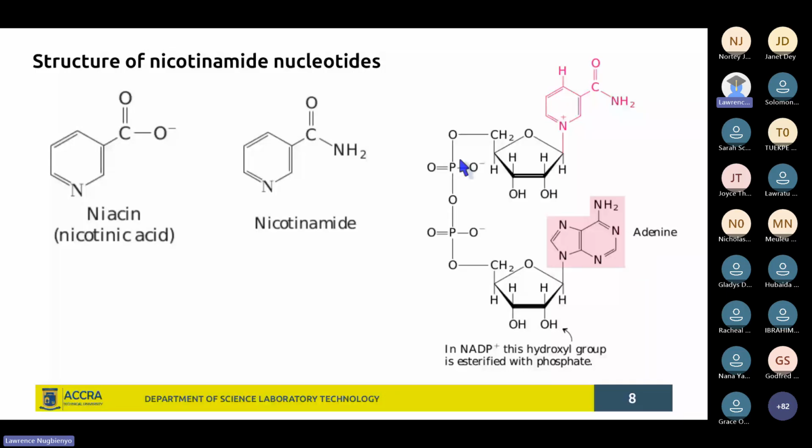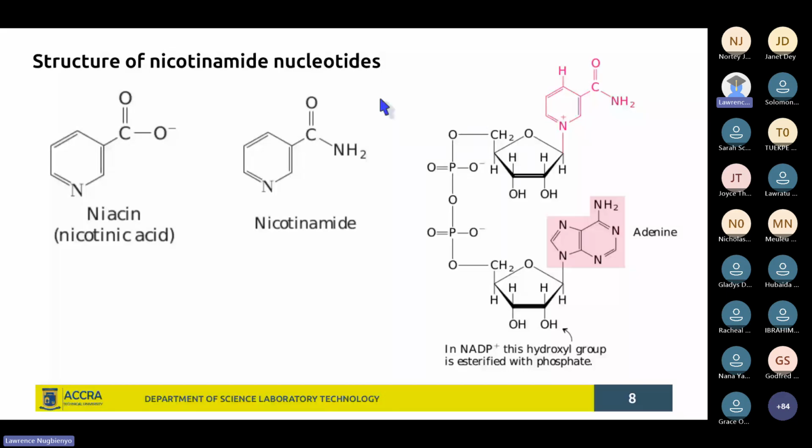And because you're having these phosphate groups, you do refer to it as a nicotinamide adenine dinucleotide phosphate. Sometimes you see NADPH. That is if it's in its reduced form. This way, it's in its oxidized form, and so you have it being referred to as a nicotinamide adenine dinucleotide phosphate. So that's the structure of the nicotinamide nucleotide.